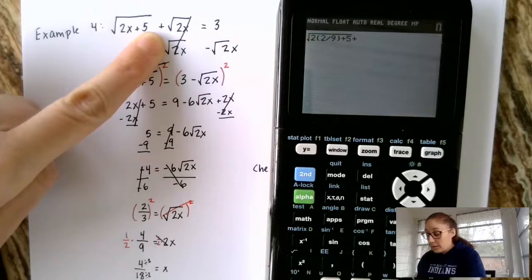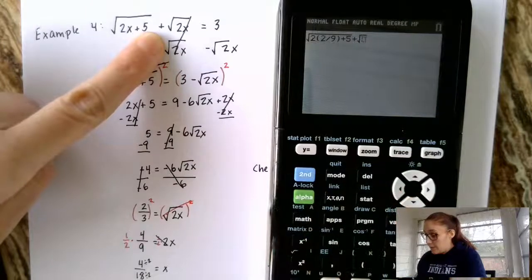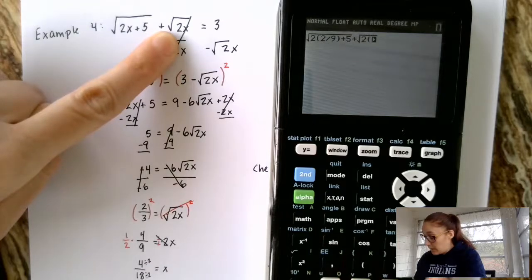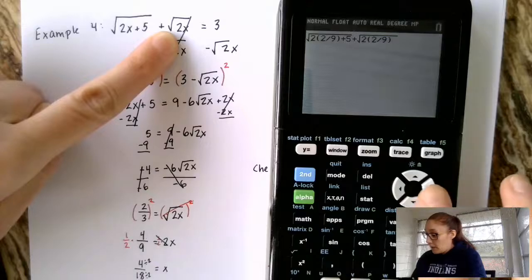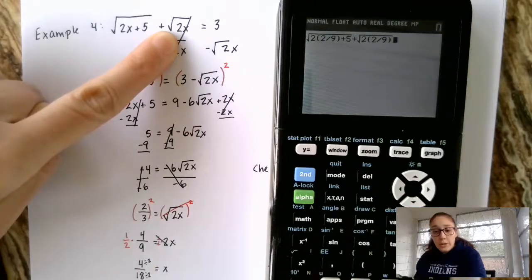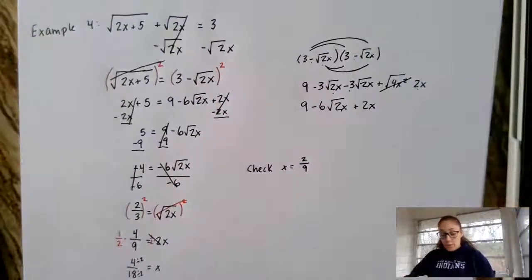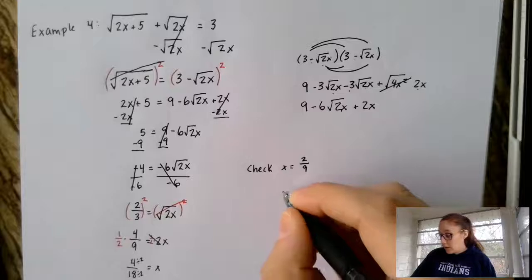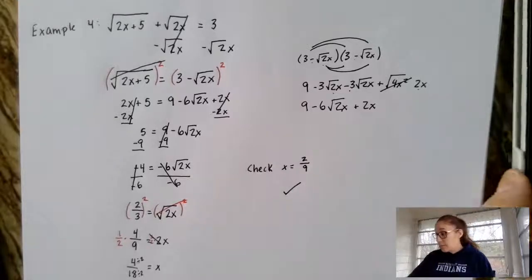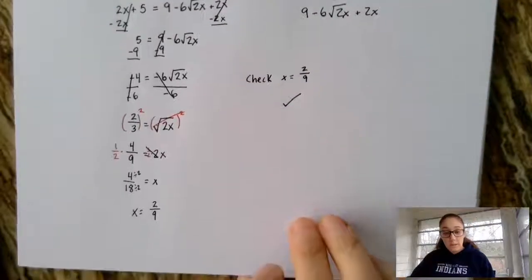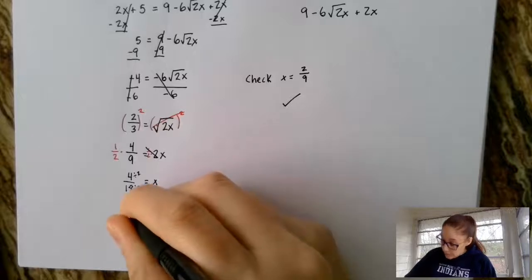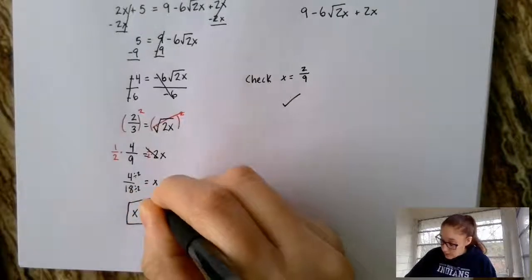So I have plus outside of it, then I have another square root, which is 2 times x again, which is 2/9, so 2 divided by 9. And don't write equals 3, you're just going to check and see if it equals 3. It does equal 3. Perfect. Alright, so checking it on the calculator worked out. Alright, so what that means is that x equals 2/9 is the correct final answer.